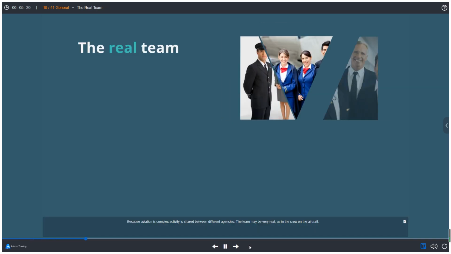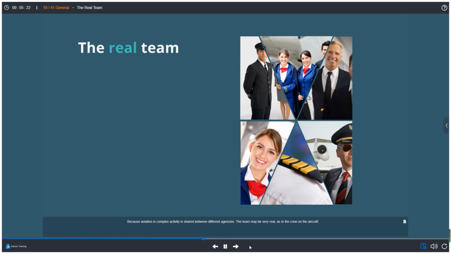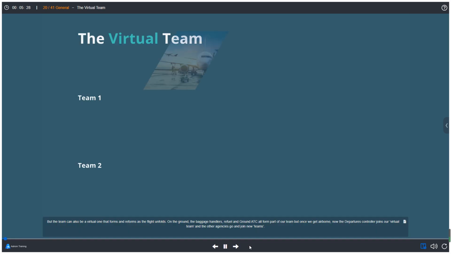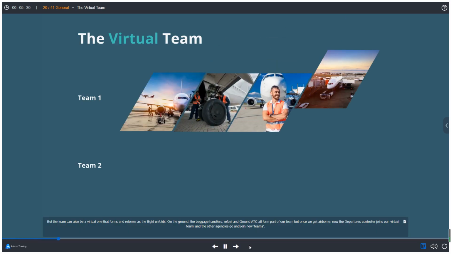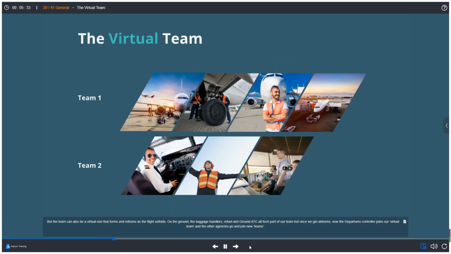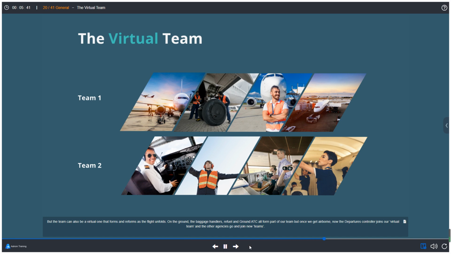Because aviation is complex, activity is shared between different agencies. The team may be very real, as in the crew on the aircraft. But the team can also be a virtual one that forms and reforms as the flight unfolds. On the ground, the baggage handlers, refuel and ground ATC all form part of our team, but once we get airborne, now the departures controller joins our virtual team and the other agencies go and join new teams.